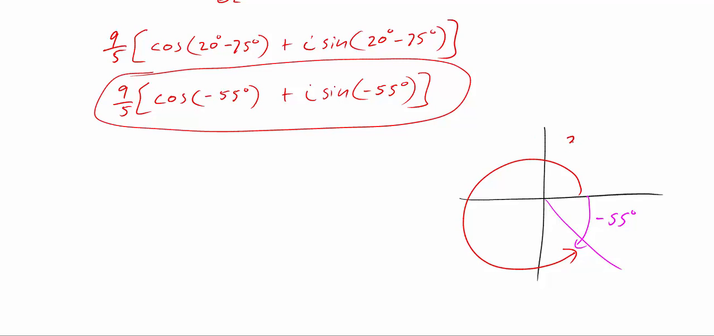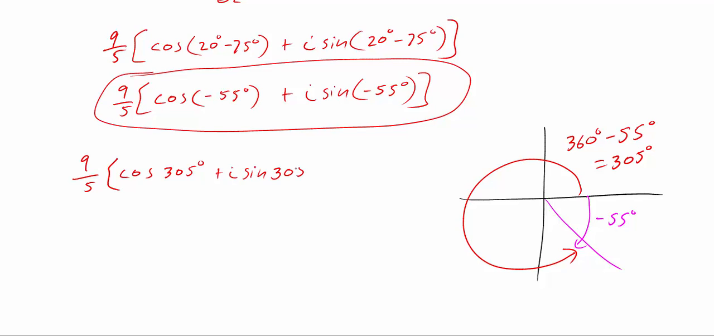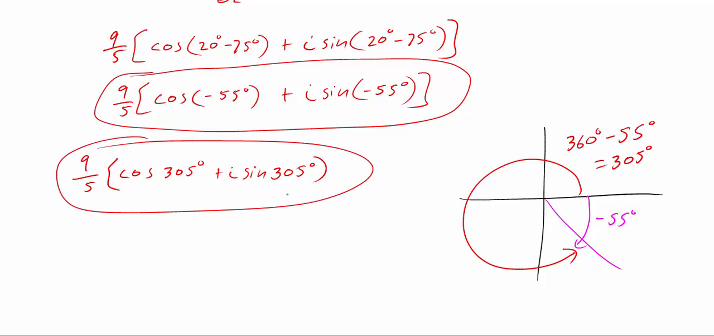Well, that would simply be all the way around is 360, and if we take away the 55 degrees, then we're going to be left with 305 degrees. So instead of using a negative angle here, we could certainly write this as 9/5 cosine of 305 degrees and the sine of 305 degrees. So it's a good chance you're going to see the angle as a positive angle.